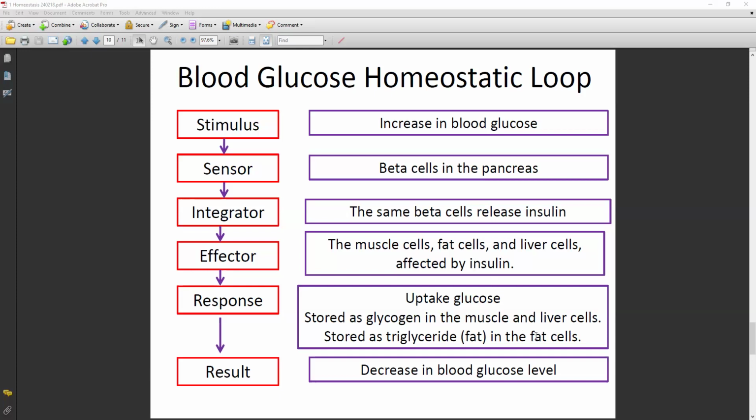Then the fat cells will convert the glucose to store it as, oh, sorry, as triglyceride in the fat cells, and by doing so, you decrease the blood glucose level. So this is the homeostatic loop for hyperglycemia, the high blood glucose situation.